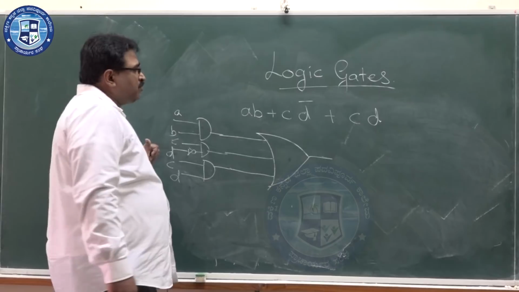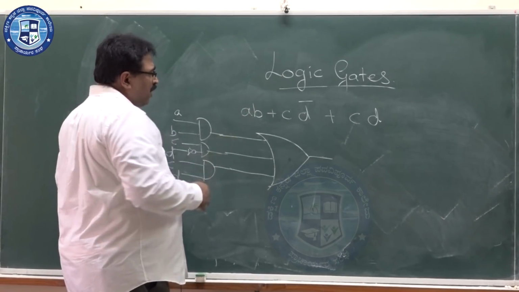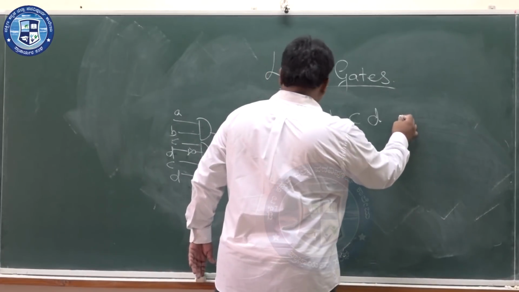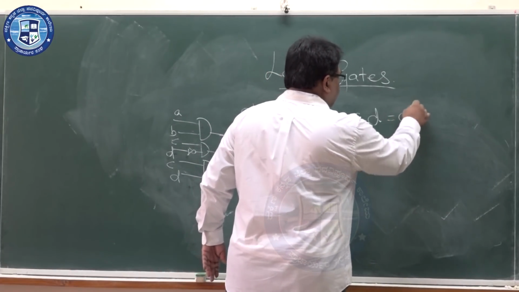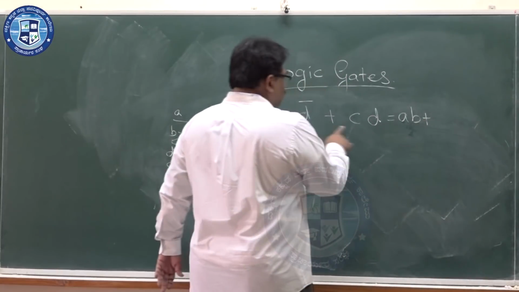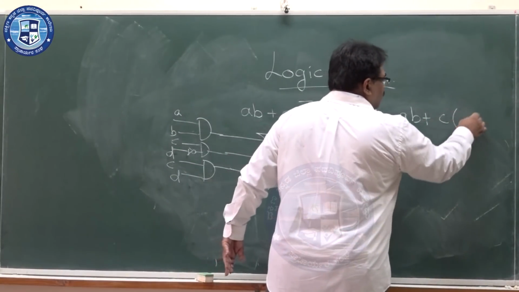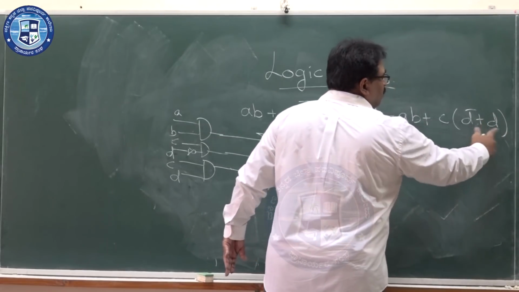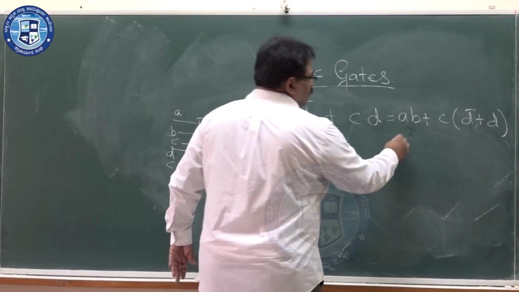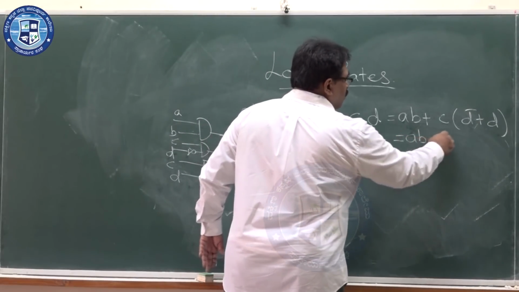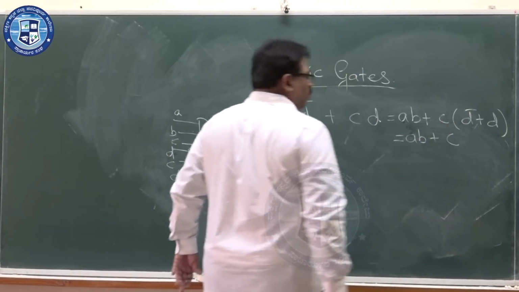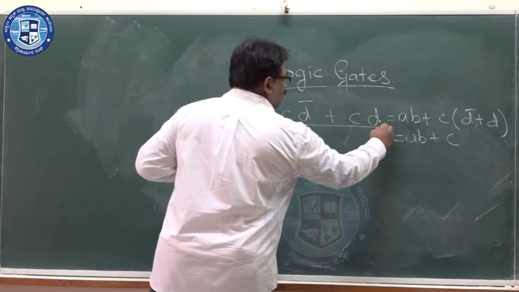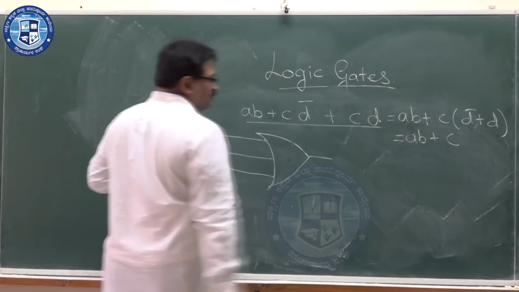Now for example, I reduce this expression. If I reduce this expression, I may get AB plus, keeping C as common, C times D bar plus D. What is D bar plus D? It is 1. So AB plus C. So this expression I have reduced to AB plus C.